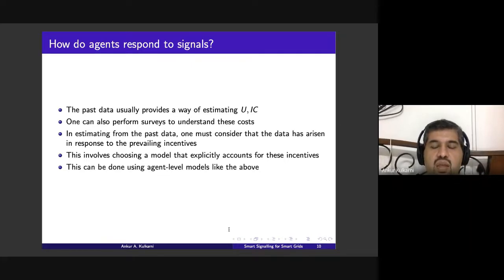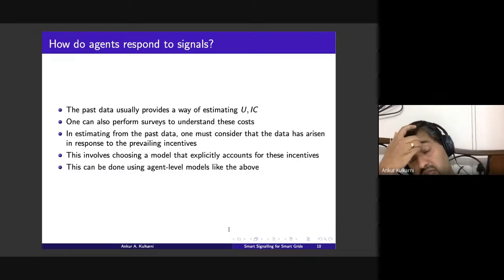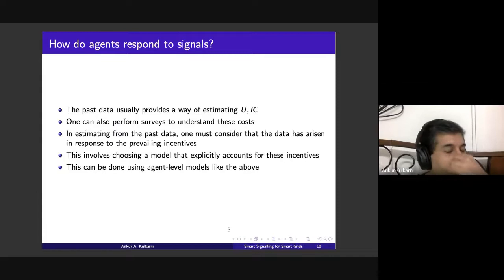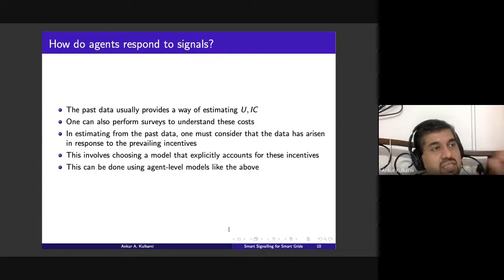Now, in either case, one important thing that needs to be done is this: whatever data you have, whether it's from surveys or from some past data, what one must consider is that the data has arisen in response to the prevailing incentives. So you have to be aware that the data is in response to the incentives at that time. It is not necessarily the natural behavior, or the behavior in the absence of incentives. So what one is getting is the best response of the agent to the incentives that are at play.